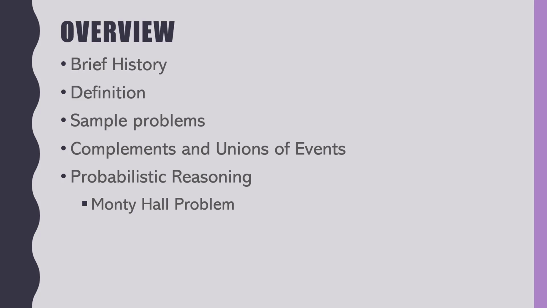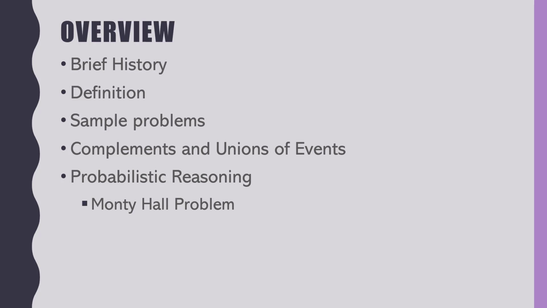Then we're going to look at complements and unions of events. So what's the probability of this or this event happening? We talked about that briefly the other day when I said, what's the probability of rolling a 2 or getting a face card out of a deck, right? That kind of stuff. We'll look at how to formally do that.